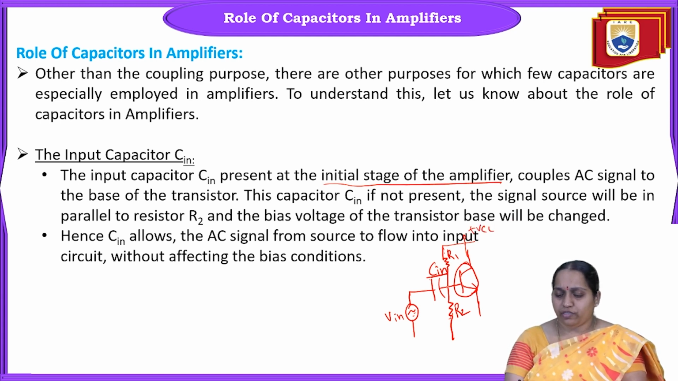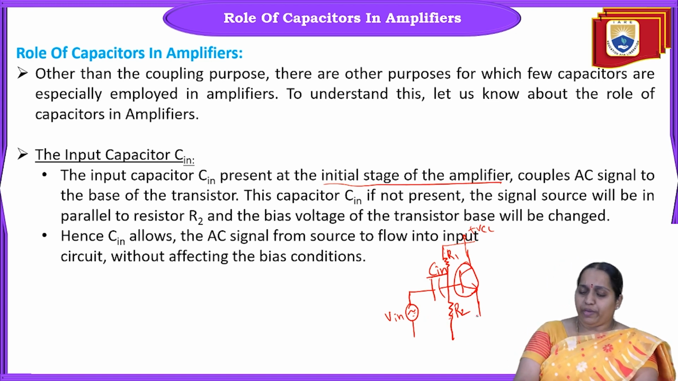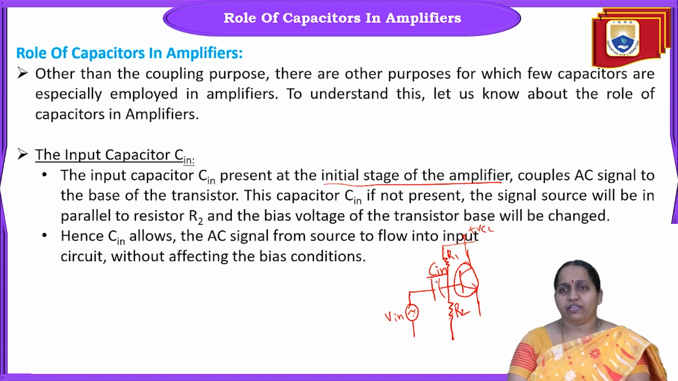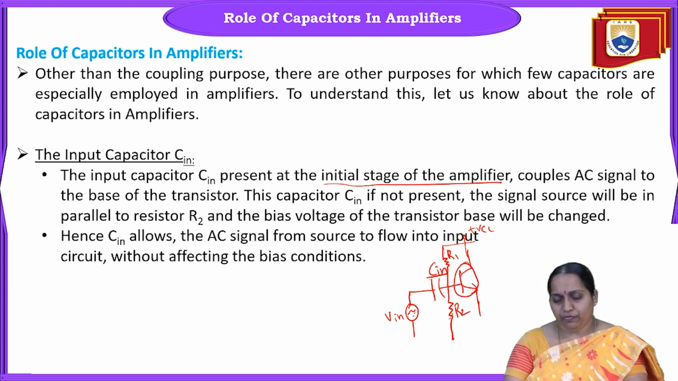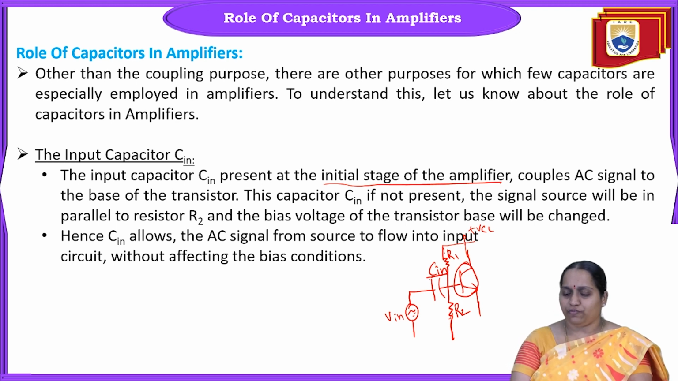The bias voltage of the transistor base, whatever biasing voltage is applied to the base, will be changed. So Cin allows the AC signal from the source to flow into the input circuit without affecting the biasing conditions. The main reason why you're connecting Cin is, first, to connect the AC voltage to the base of the first stage transistor. And if you are not connecting Cin, usually this R2 will be in parallel with the source.